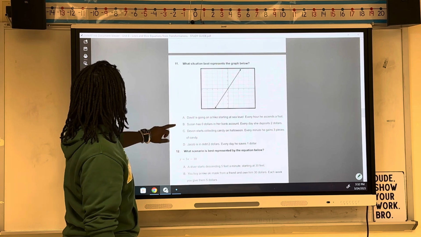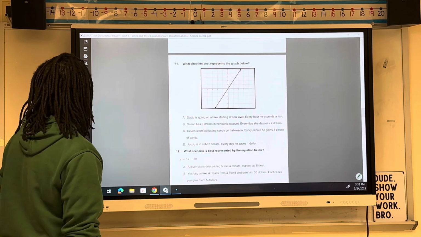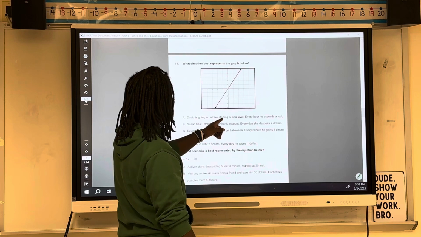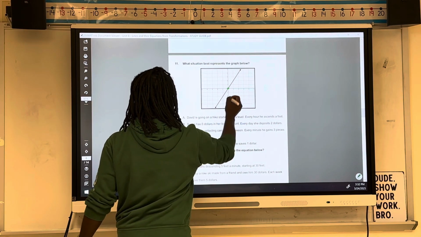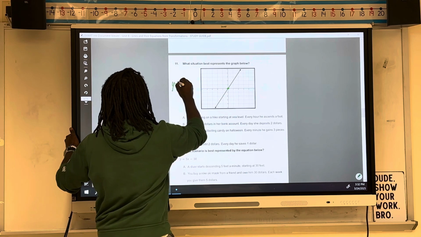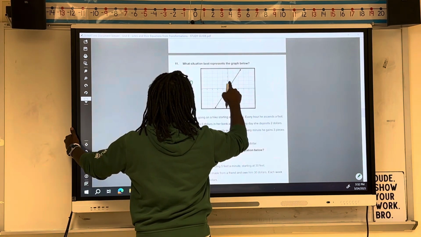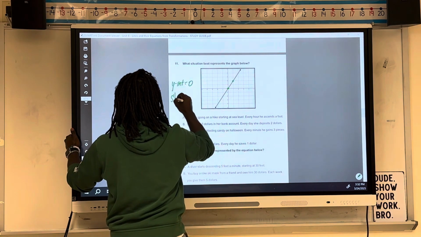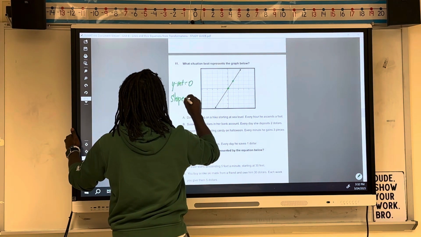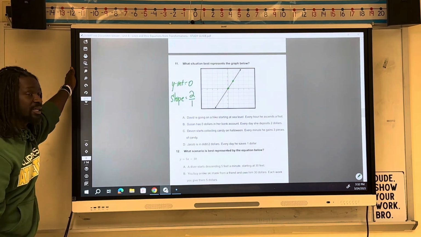Number 11. What situation best represents the graph? David is going hiking and he's starting at sea level. So that shows that the y-intercept, my starting point, is at 0. And then my slope is 2 over 1. So I'm looking for a situation where my slope is 2/1, or just 2. That's my rate of change.